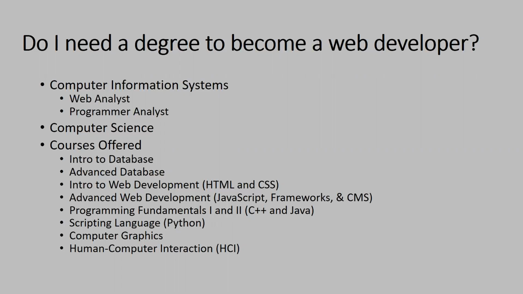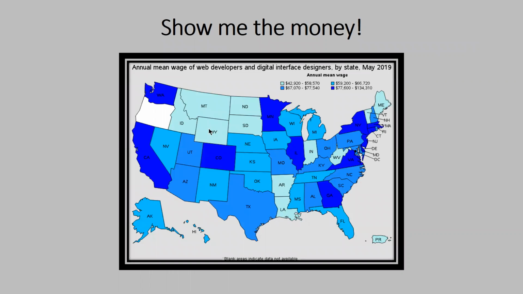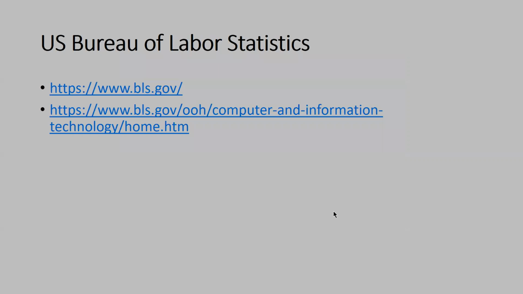Well, according to the Bureau of Labor Statistics, a governmental website, report of 2019, if you live in Nebraska, the average annual wage for web developers and digital interface designers in May of 2019 was between $59,000 and $66,000. I have provided the link for the Bureau of Labor Statistics, and let's just take a quick look at it.